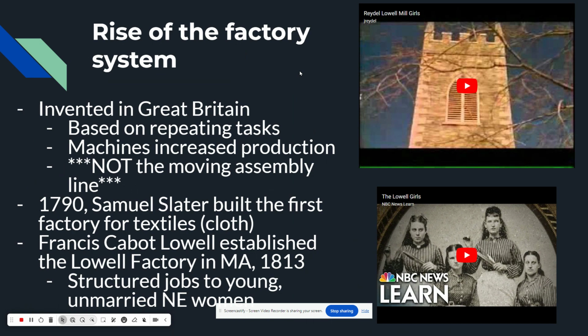But factories are first brought to the United States by a guy named Samuel Slater in 1791. He builds the first factory to create cloth. But the person we most associate with the textile industry in the United States would be Francis Cabot Lowell, who established the Lowell factory in Massachusetts in 1813. This was a way to massively produce textiles, clothing for Americans, but also it gave jobs to women who were mostly unmarried and from New England. So that's another thing we're going to look at later this unit.